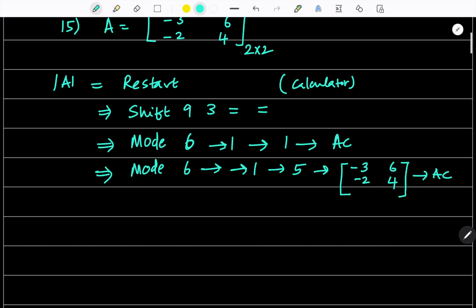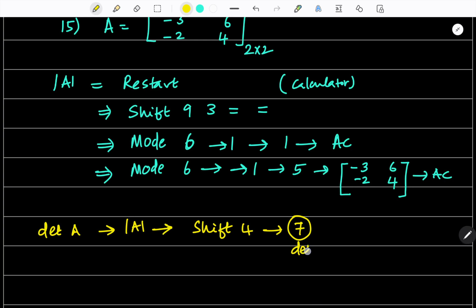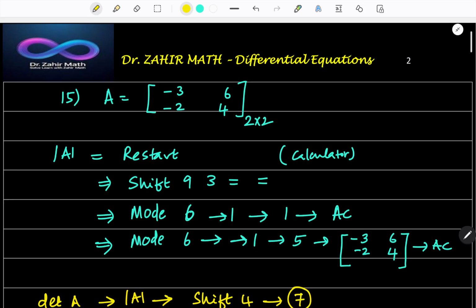So now we are going to calculate the determinant of A, which is written like this. Shift 4, and you can see the word det. Number 7 is det. Press number 7. Let me write the command: det of mat A is equal to determinant A.